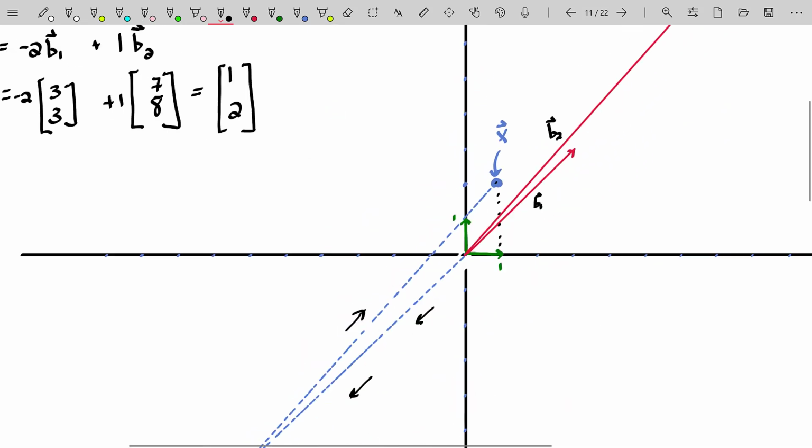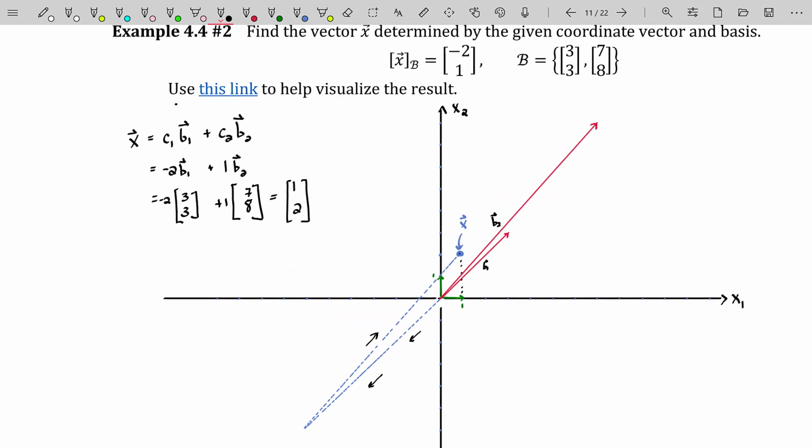Now, I'm not telling you that that new basis is an easier basis to work with. That's not the point of this example. This example is meant to get you used to working in different bases and transforming back and forth between a new basis and the standard basis.